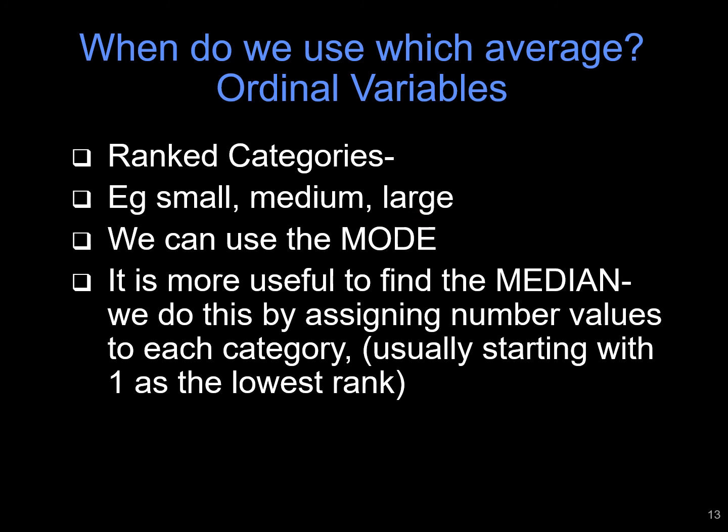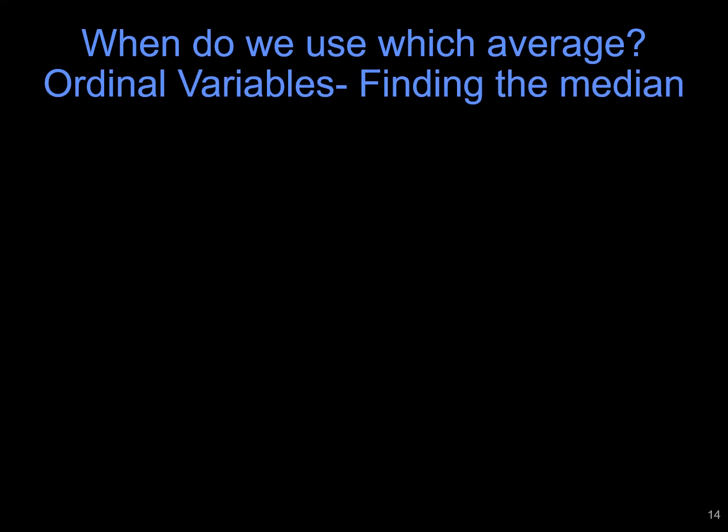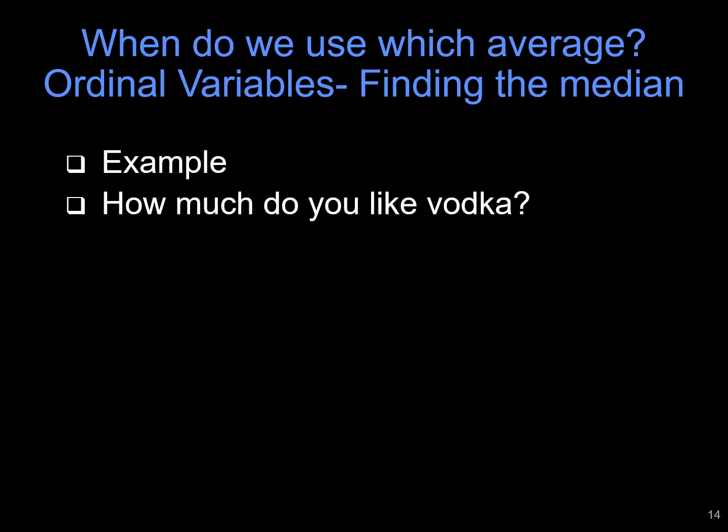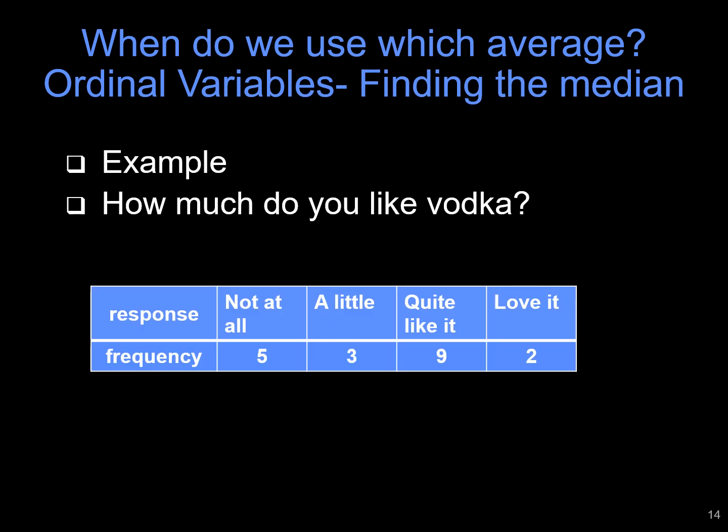Let's look at an example of this. So here we're going to find the median for data from an ordinal variable. Imagine some people were asked the question, how much do you like vodka? And they were told to give the answer either not at all, a little, quite like it, or love it. Now let's imagine 5 people said not at all, 3 people said a little, 9 people said quite like it, and 2 people said love it. So we want to find the median here.